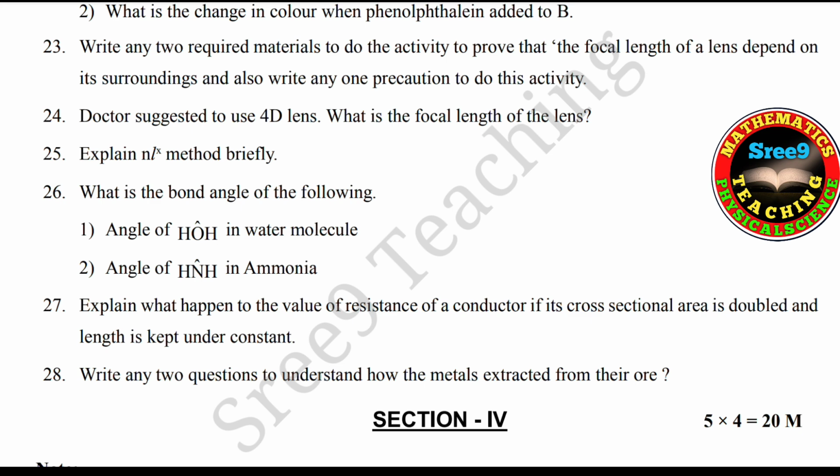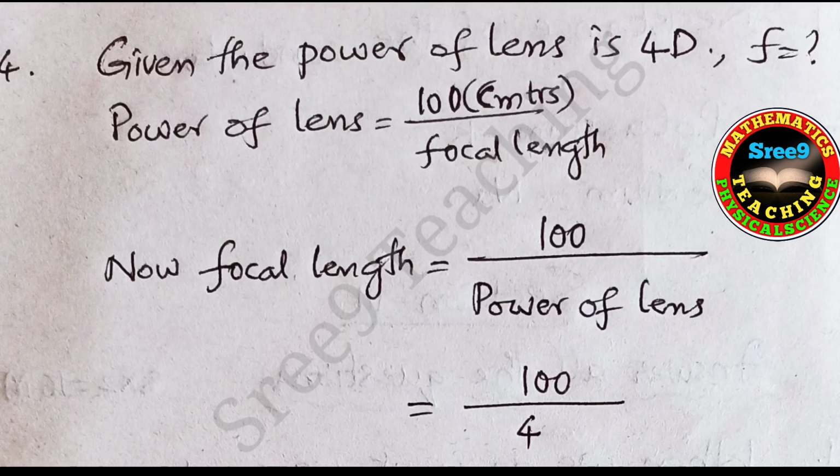The doctor suggested a 4D lens. D means diopters. The diopter is the unit of power of a lens, remember. Now the question: what is the focal length of the lens? Now see the answer for the 24th question. Given the power of the lens is 4D and f is the unknown, we have to find the focal length f. We know power of lens equals 100 by focal length. Here 100 means centimeters. Now substitute the values. Focal length equals 100 by power of lens.